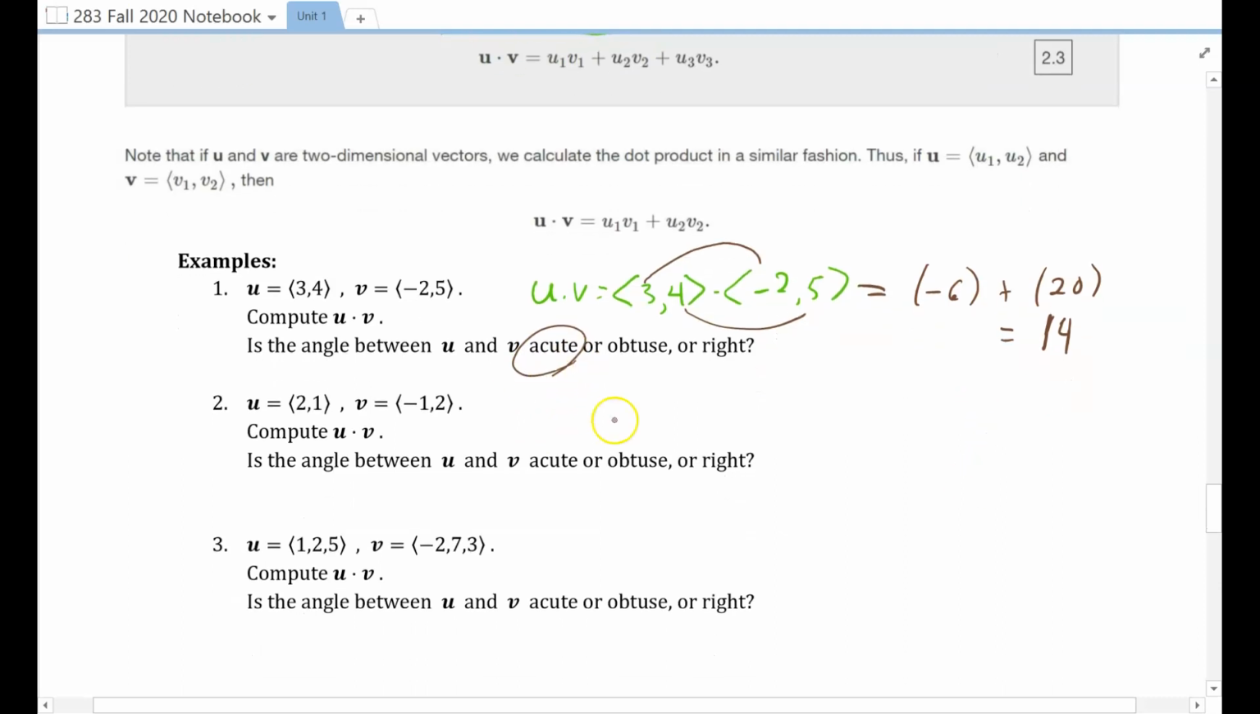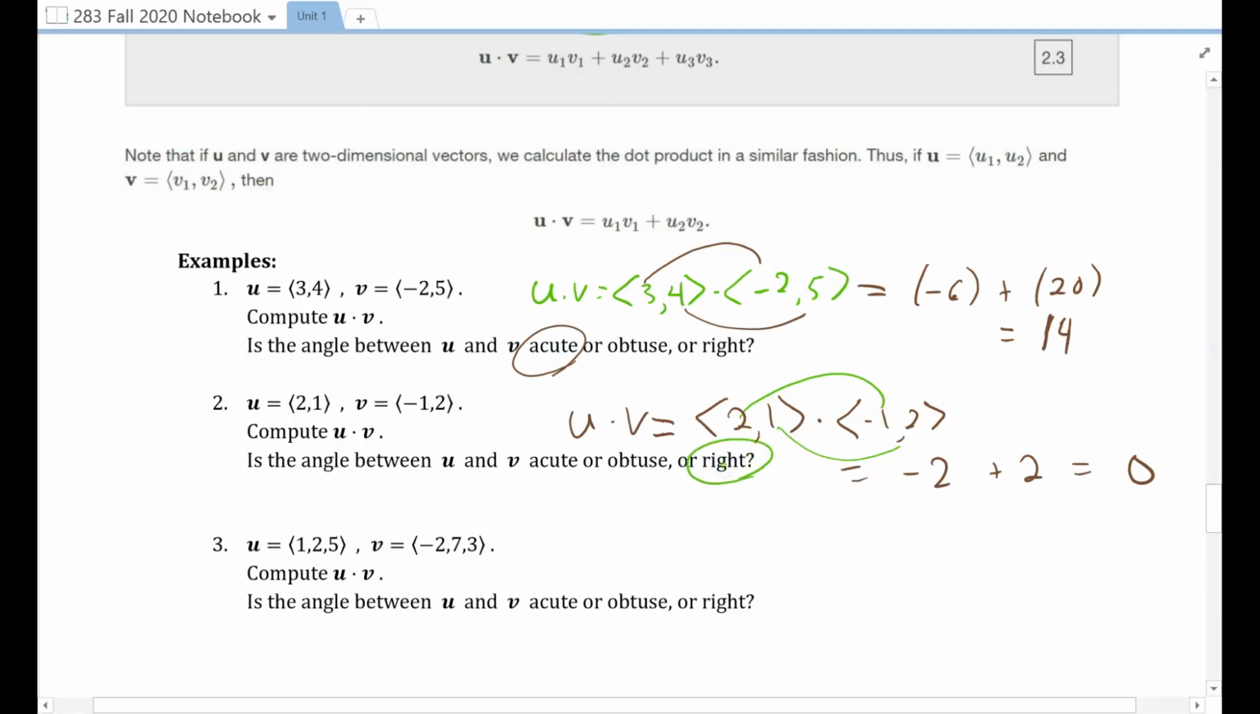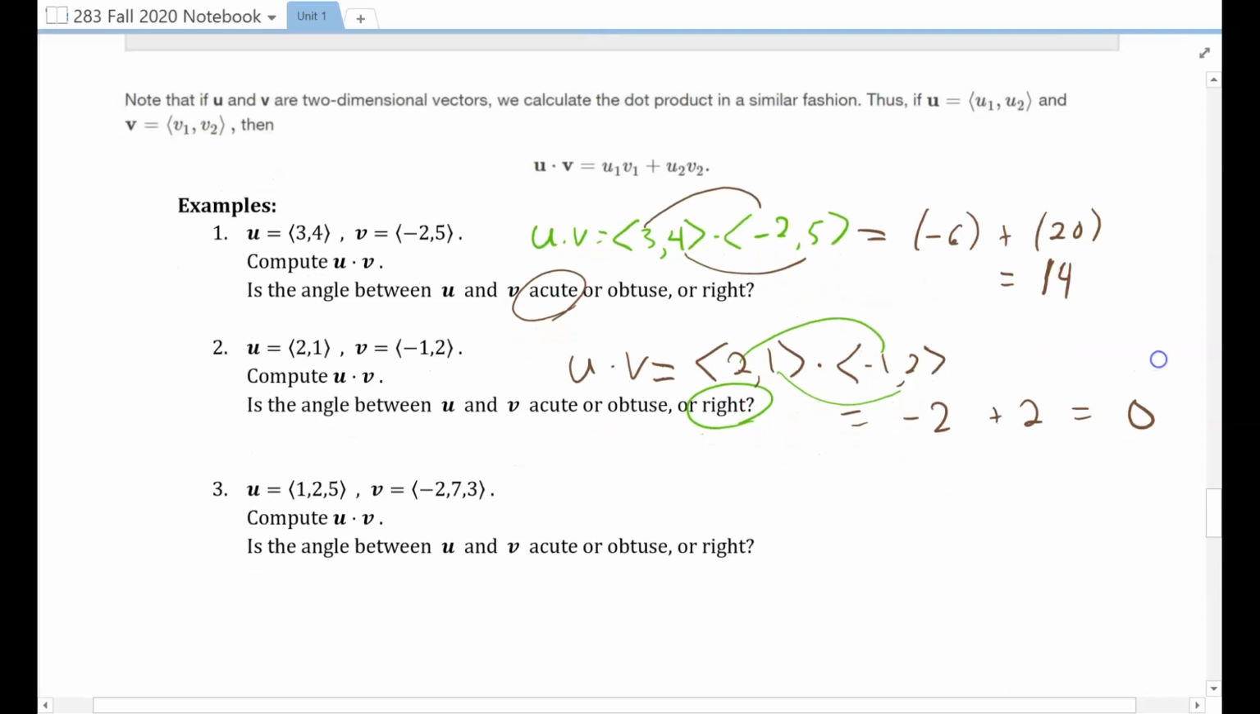Let's do the next couple here. u dot v in this case is going to be 2, 1 dotted with negative 1, 2. So again, multiply the first components, multiply the second components, and then add the results. So we're going to get 2 times negative 1, which is negative 2, plus 1 times 2, which is 2. So in this case, the dot product comes out to be 0. And that tells us what? There's a right angle in between the vectors. They're orthogonal vectors, we say also.